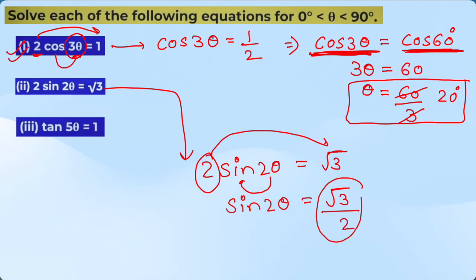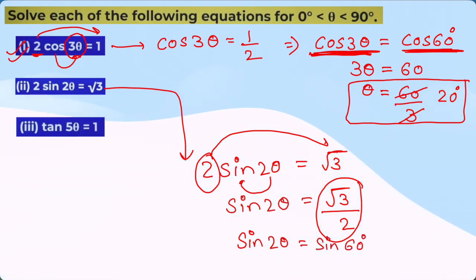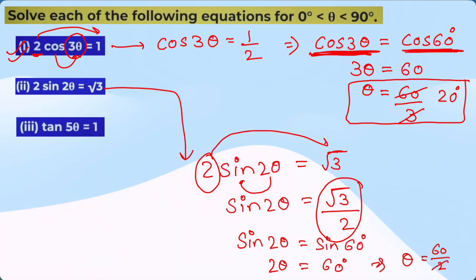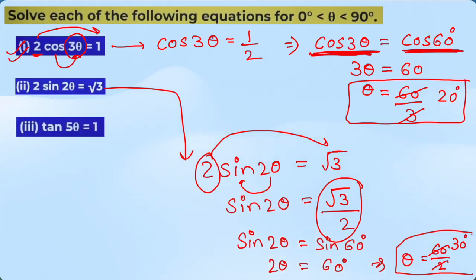Again, this root 3 by 2 for sine is 60 degree. So sine 2 theta equals sine 60 degree, and I can compare the angles now. So 2 theta equals 60. So theta equals 60 by 2 and that is 30 degree. Any doubt in these two questions? Both were of the same type, right?